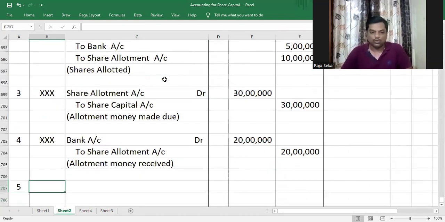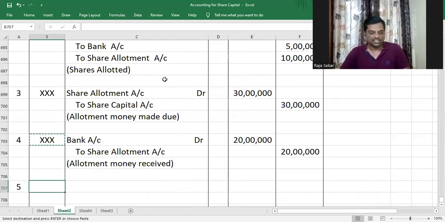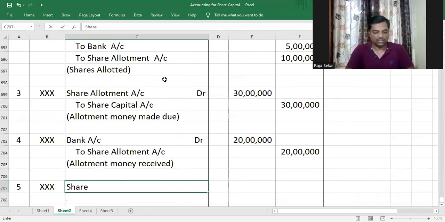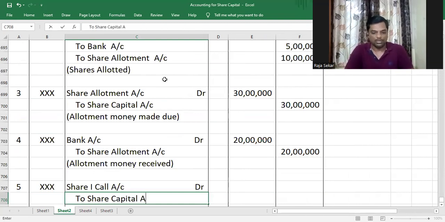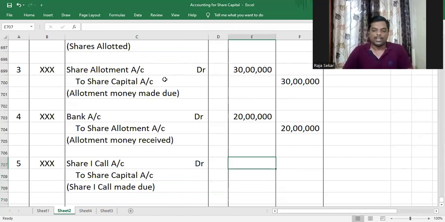After this, we make the first call due. It's only a formality after this, my dear children. It's these same entries that we have passed in all of the other videos. Share first call account debit to share capital account. Share first call made due. And the amount, my dear children, is the number of shares allotted, 1 lakh, multiplied by the first call amount that has to be made due, which is 30 lakhs.